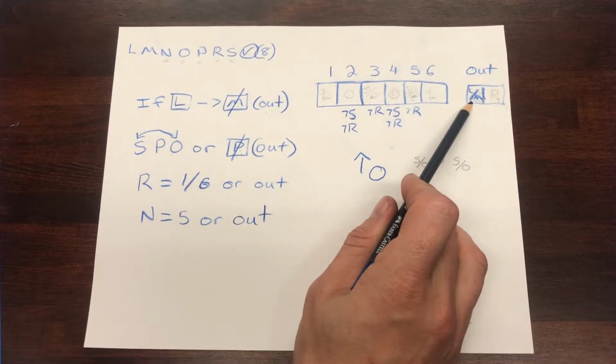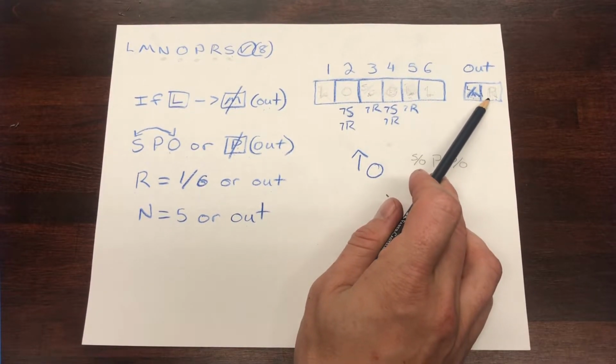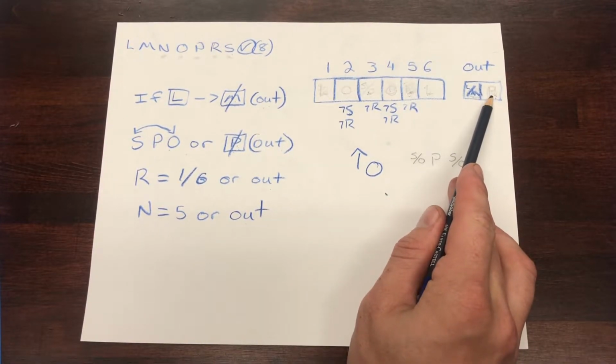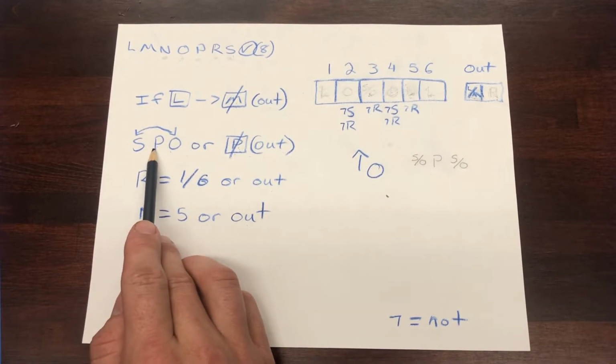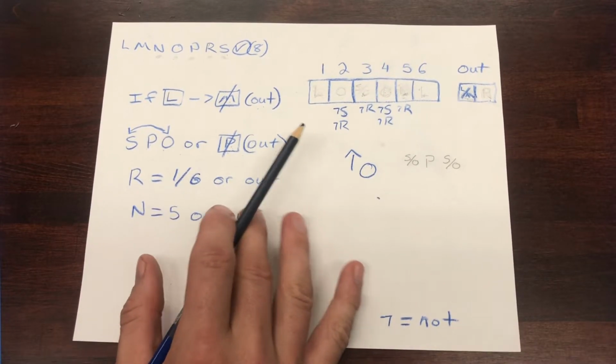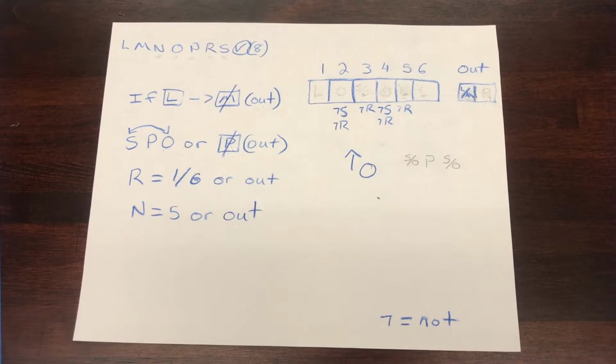Well, L or M fills one spot, so there's only one spot left over. If P is out, there's no room for O to be out. If P is in, then O has to be in because of this SO rule. So there is no way that O alone can be out. Our answer is B, and we're moving on.